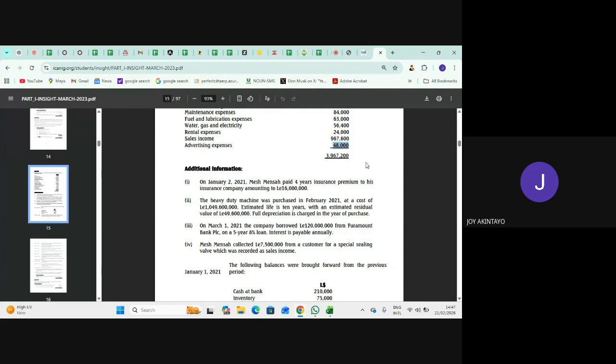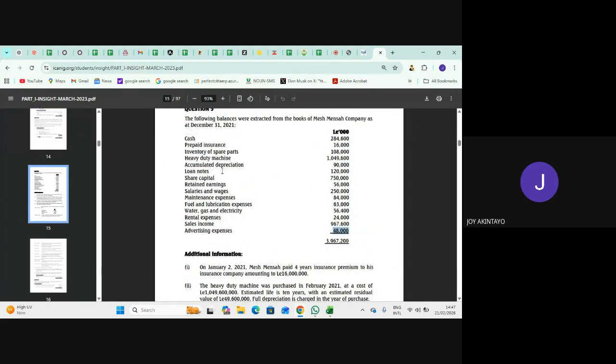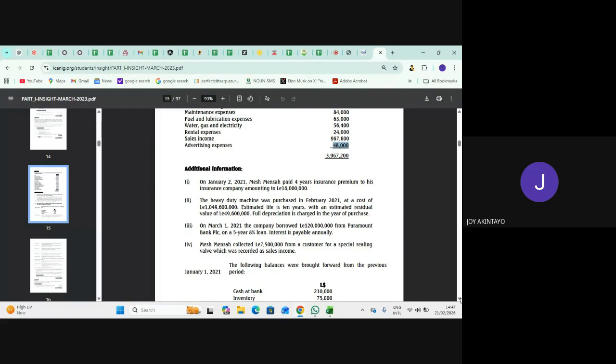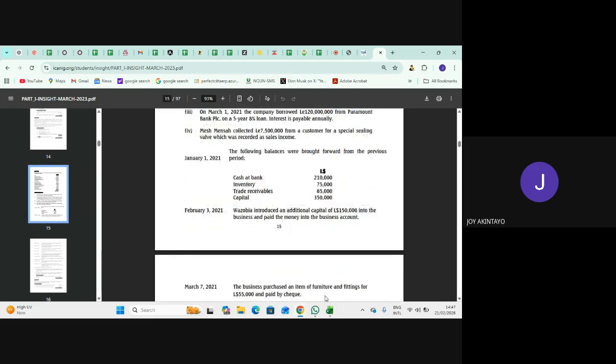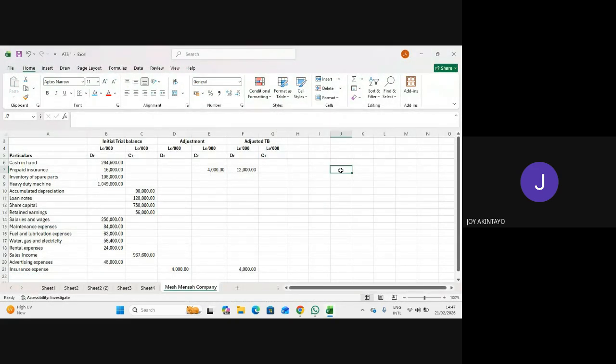Moving forward, we are given accumulated depreciation of 900,000 naira. Now for us to calculate our depreciation, we are told the policy is to use the straight line method. So for us to determine our depreciation for the year, we are to say depreciation, our depreciation.